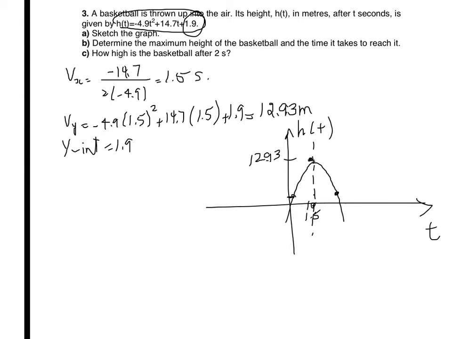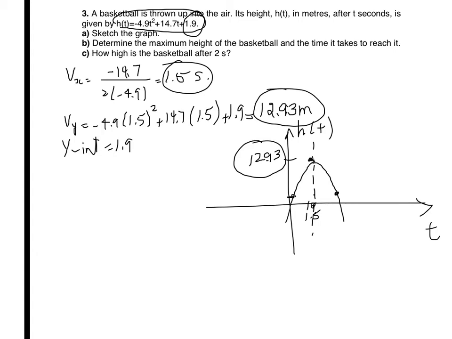Now the next part of the question, part B, says determine the maximum height and the time it takes. You can see that the maximum height is 12.93, which is the y-coordinate of the vertex. And when does it happen? It's 1.5 seconds, which is the x-coordinate of the vertex.